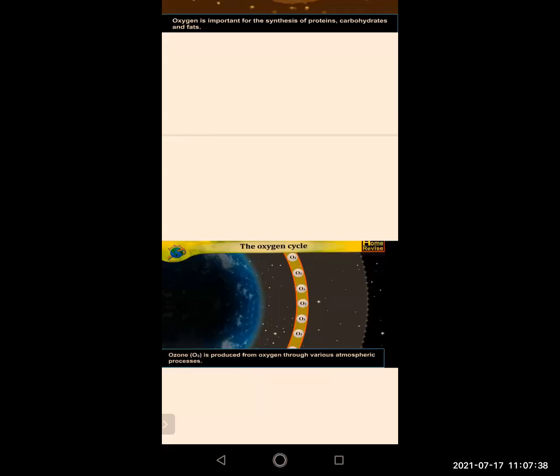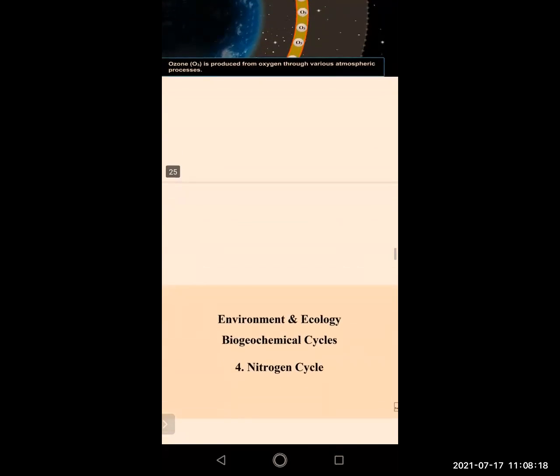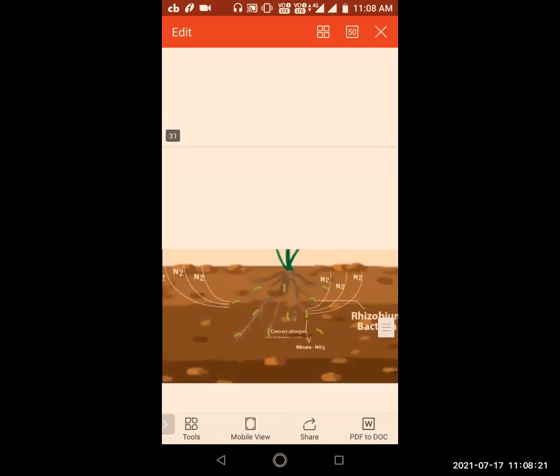Now, why is it important? Because ozone is produced from oxygen. If there is no oxygen in proper proportion, will the ozone layer form? No. That means the harmful UV rays can easily come inside the earth and it will be very harmful for all living organisms. Ultraviolet rays are generally harmful. The ozone layer plays an important role, and the ozone layer is formed by oxygen. You note this. That's all about the oxygen cycle.